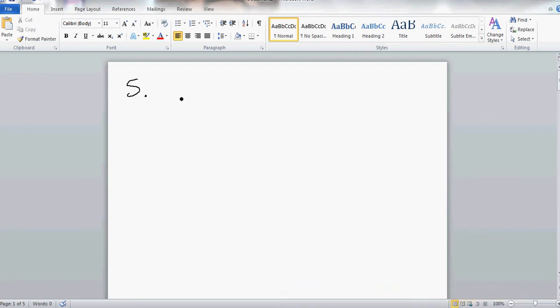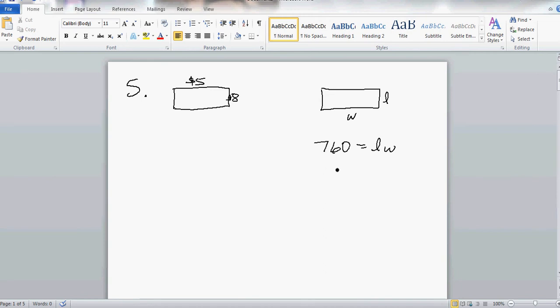So number 5, we were at this point very quickly. We knew that this was $8 and this was $5, and we knew that if this was the width and this was the length, since the area of 760 was length times width, then I believe I had solved for L, so that would be 760 over W.